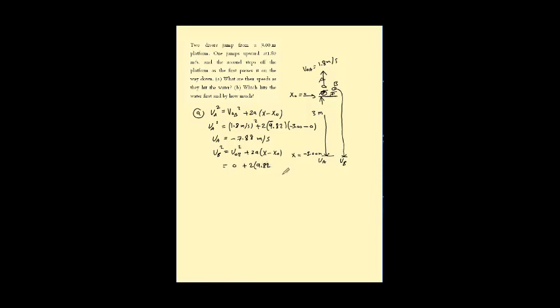9.82 is, as mentioned above, the acceleration of gravity, with the minus sign, times minus 3.00 minus 0, and solving for VB, we get VB equals minus 7.67 meters per second. As we can notice here, the velocity of A is greater than the velocity of B.